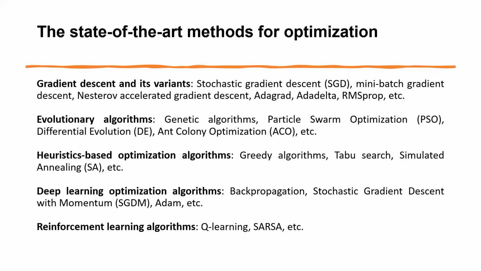The next is evolutionary algorithms, where you have genetic algorithms, particle swarm optimization, and ant colony optimization, and so on. And heuristics-based methods of greedy algorithms, simulated annealing, and so on. And deep learning optimization algorithms, where backpropagation, stochastic gradient descent, and so on fall under deep learning optimization algorithms, and reinforcement learning algorithms, Q-learning and SARSA, and so on.